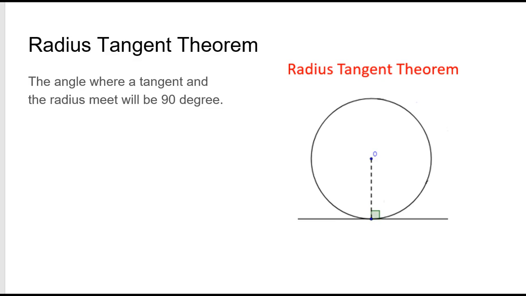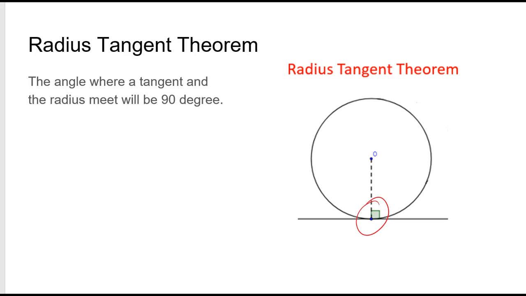Alright, so we've talked about this theorem before. You should recognize this picture. It's called the radius tangent. Once again, the dotted line is my radius. This solid horizontal line is my tangent. And it says here the angle where the tangent and the radius meet will be 90. So that means this angle right here is 90.